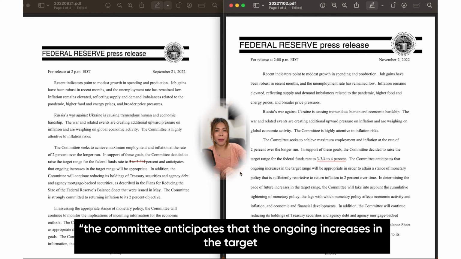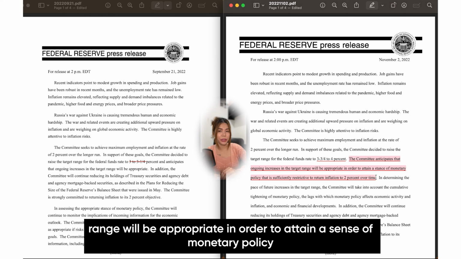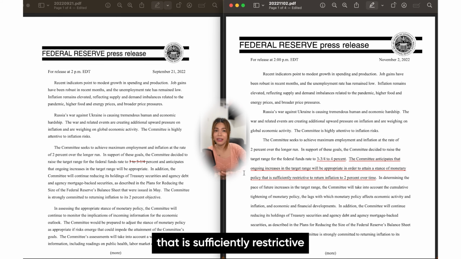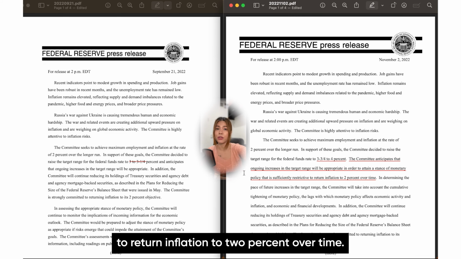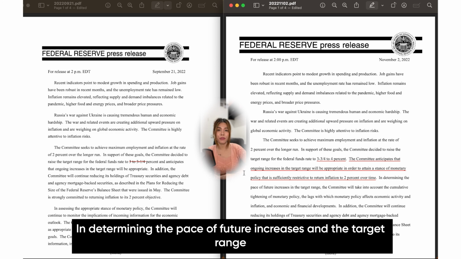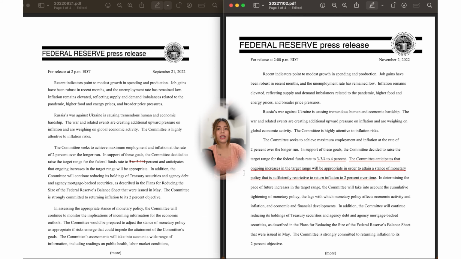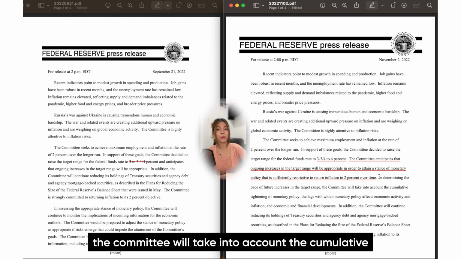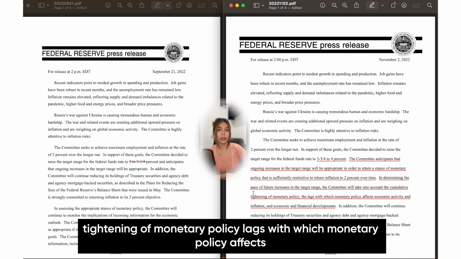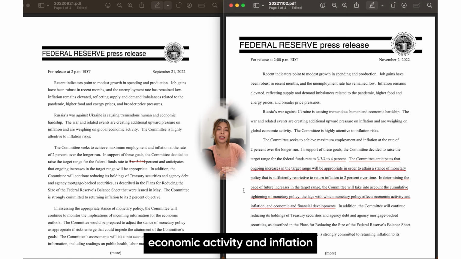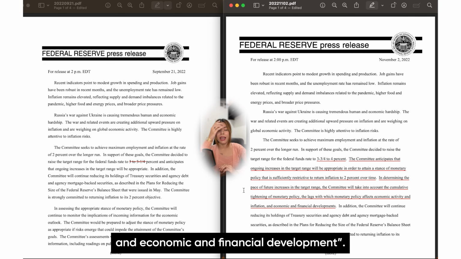The committee anticipates that the ongoing increases in the target range will be appropriate in order to attain a stance of monetary policy that is sufficiently restrictive to return inflation to 2% over time. In determining the pace of future increases in the target range, the committee will take into account the cumulative tightening of monetary policy, the lags with which monetary policy affects economic activity and inflation, and economic and financial developments.